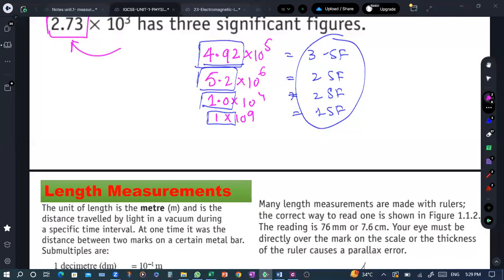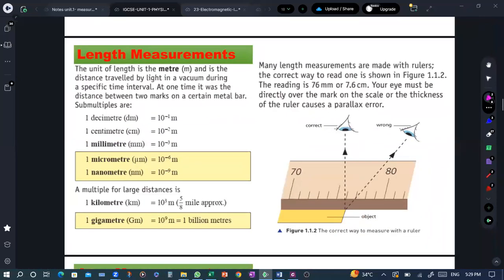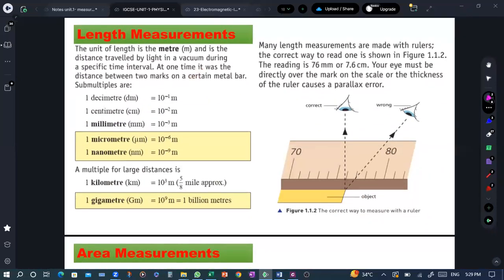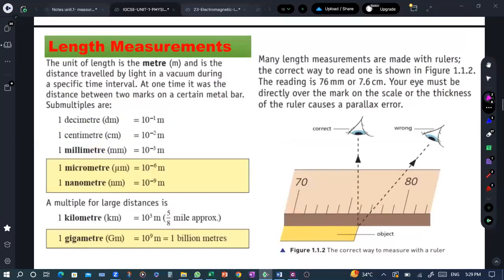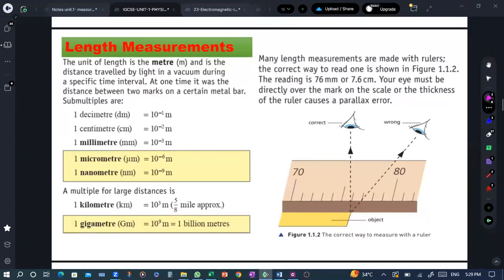Here we have length measurements, right? Basically, now we are talking about the measurements of different physical quantities. When I talk about length measurements, we can measure length with the help of different instruments. We will list all those instruments one by one, right? But we remember, what is the unit of length? The unit of length is meter, but we have different variations in our length measurements. For example, we have decimeter, centimeter, millimeter, right?